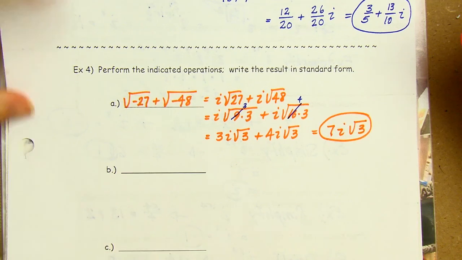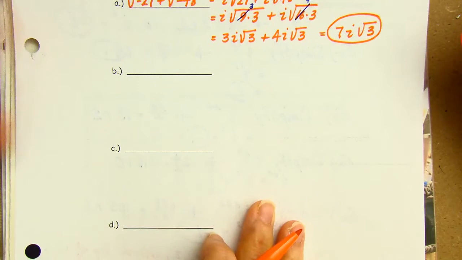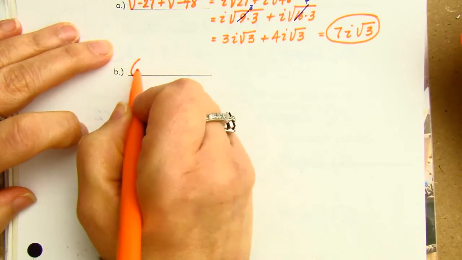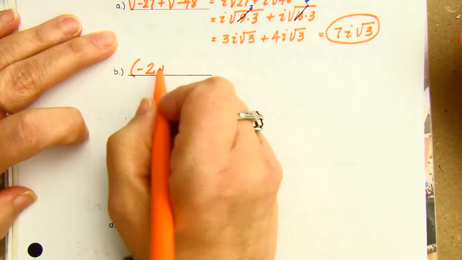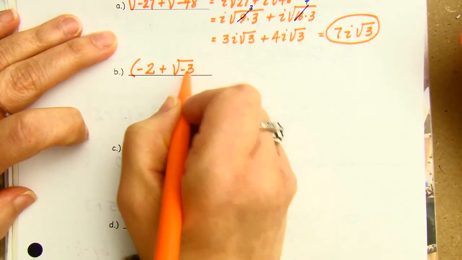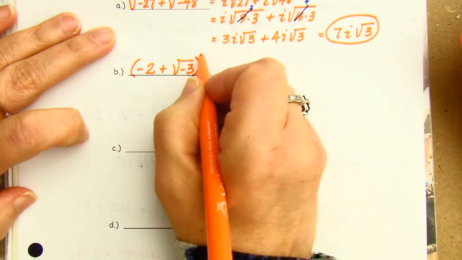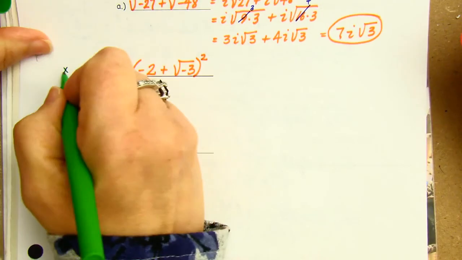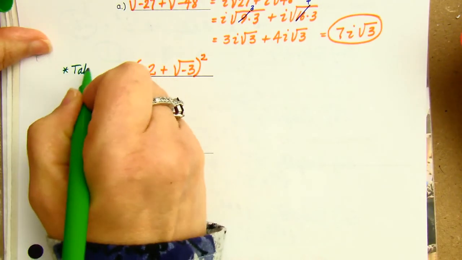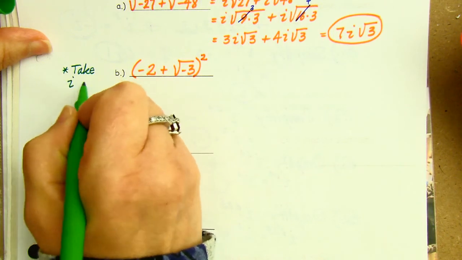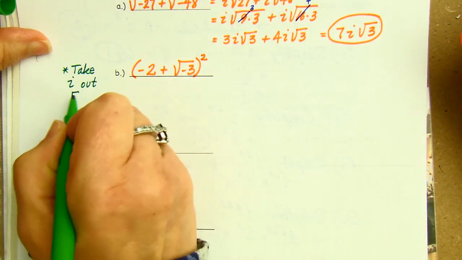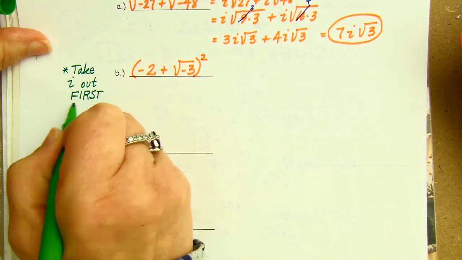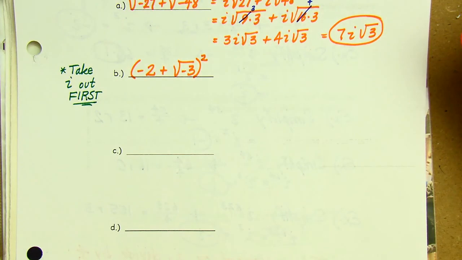All right, the next example. Negative 2, quantity, plus the square root of negative 3. Take that quantity and square it. Now, folks, I recommend take i out first. Poke out the eyes. Poke the eyes out. Take i out first. Okay, it's Halloween time, spooky time. Poke the eyes out.